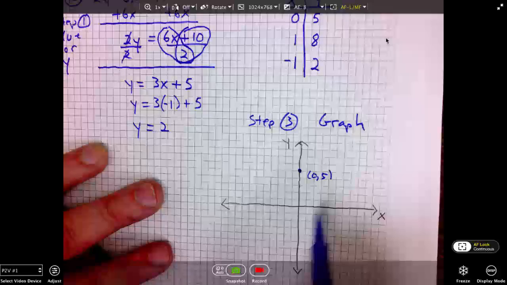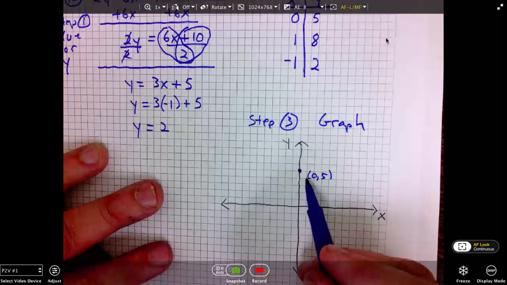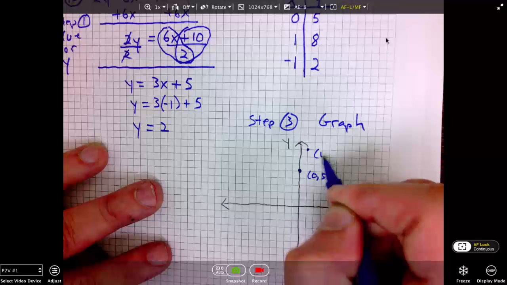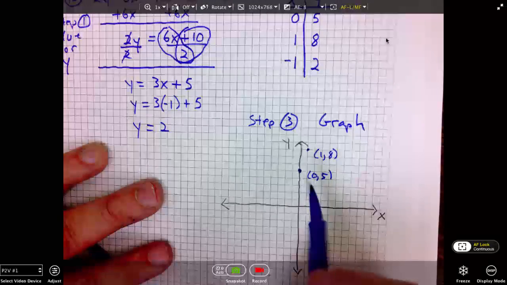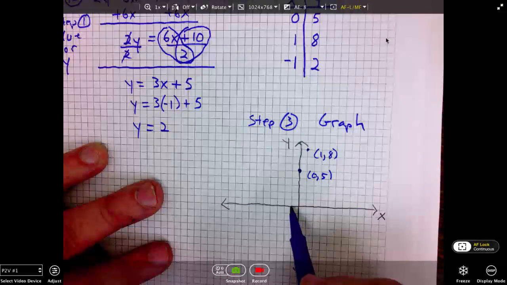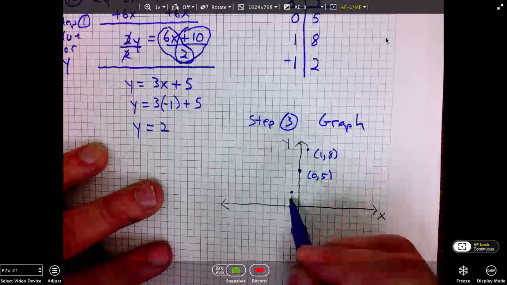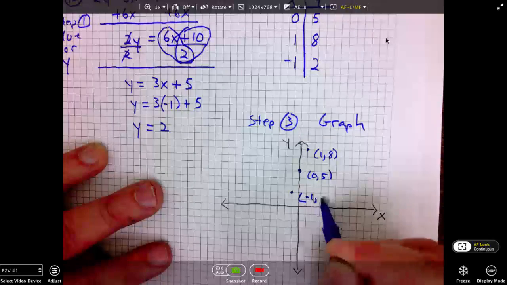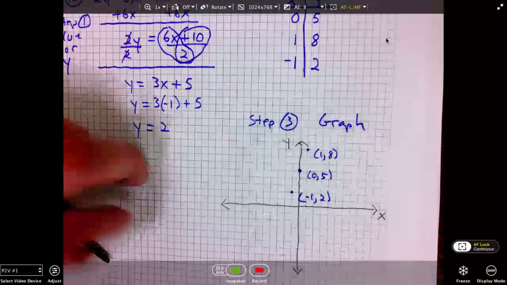1 pairs with 8. Right 1 and then up 8. 1, 2, 3, 4, 5, 6, 7, 8. 1, 8. Lastly, negative 1 pairs with 2. Left negative 1, up 2. 1, 2. This is the point negative 1, 2. As you notice, these 3 points indeed fall in a straight line.